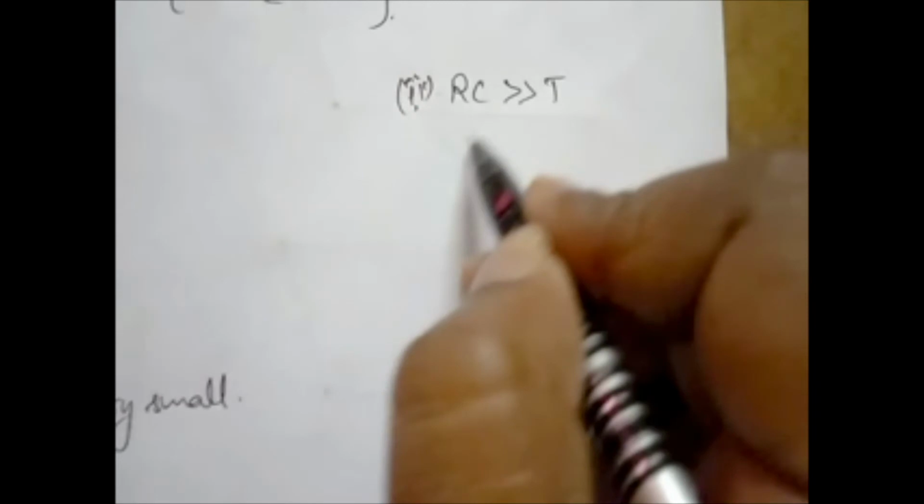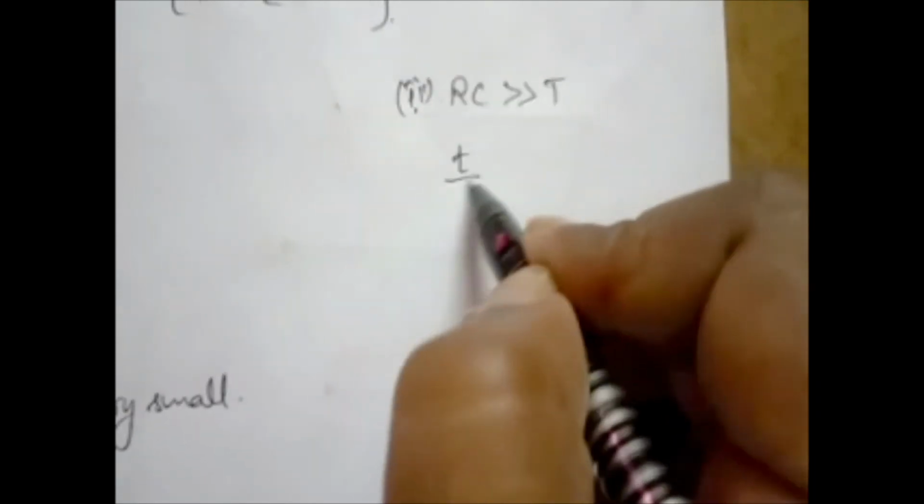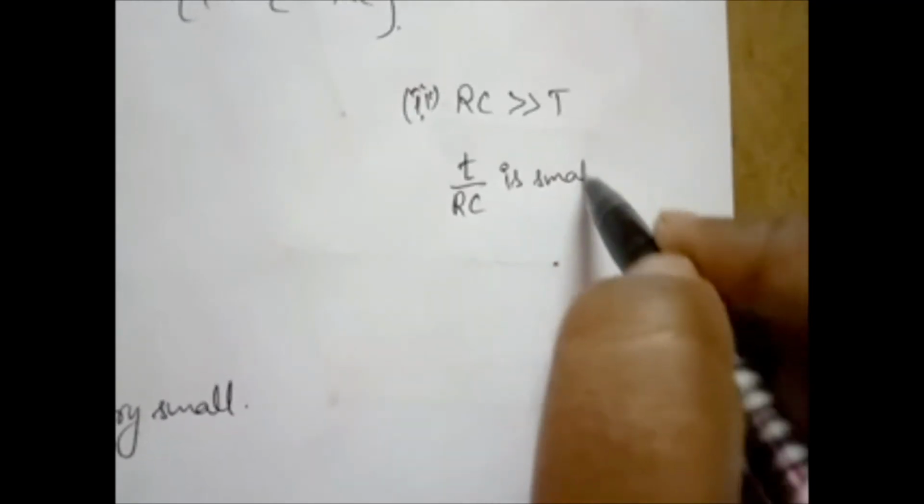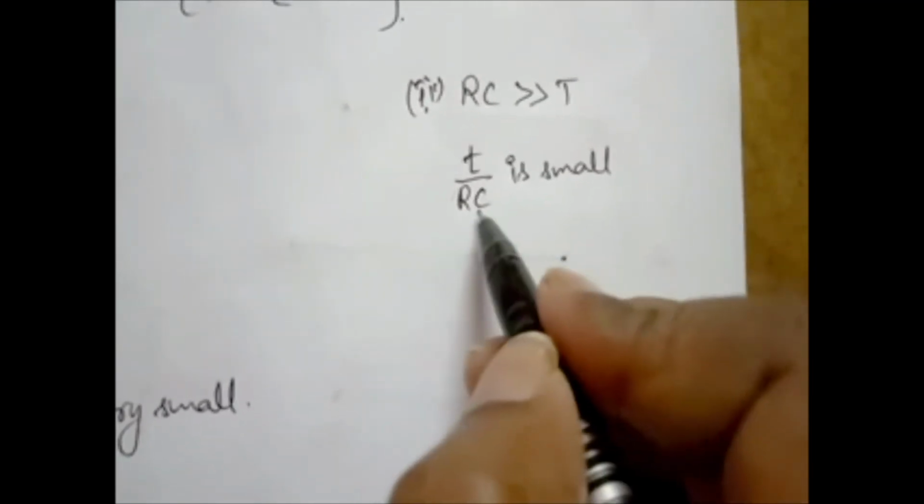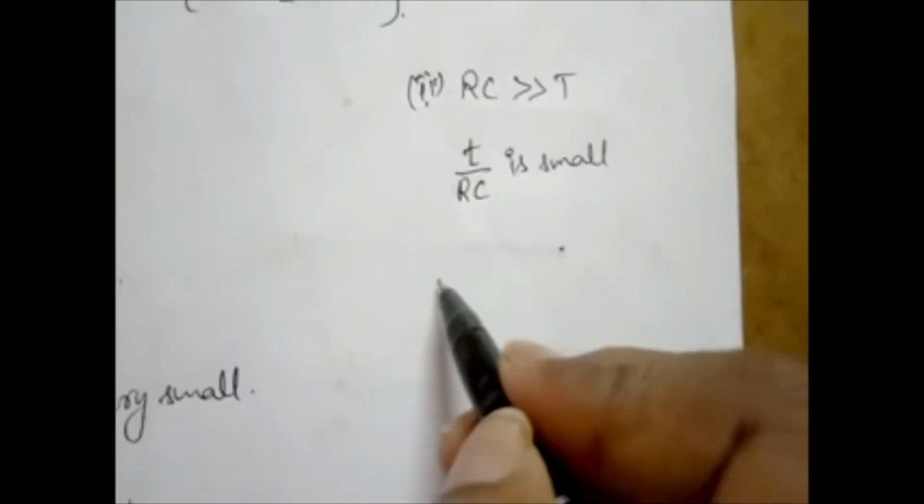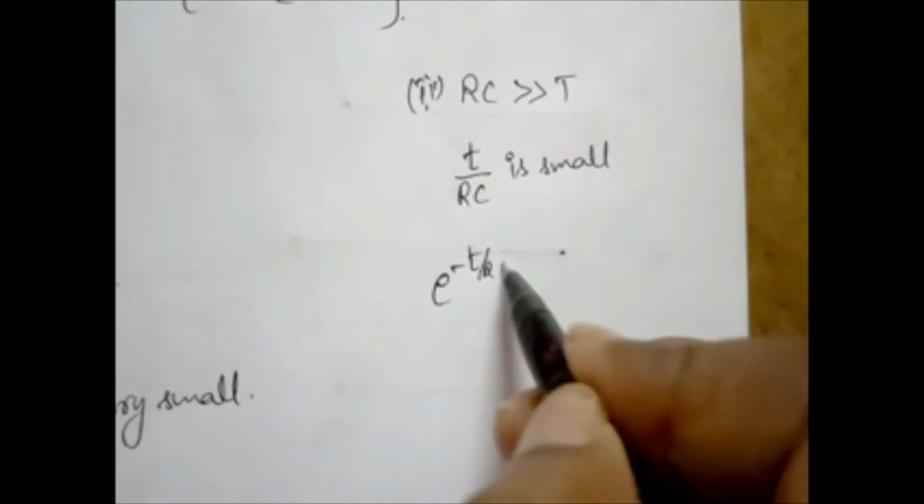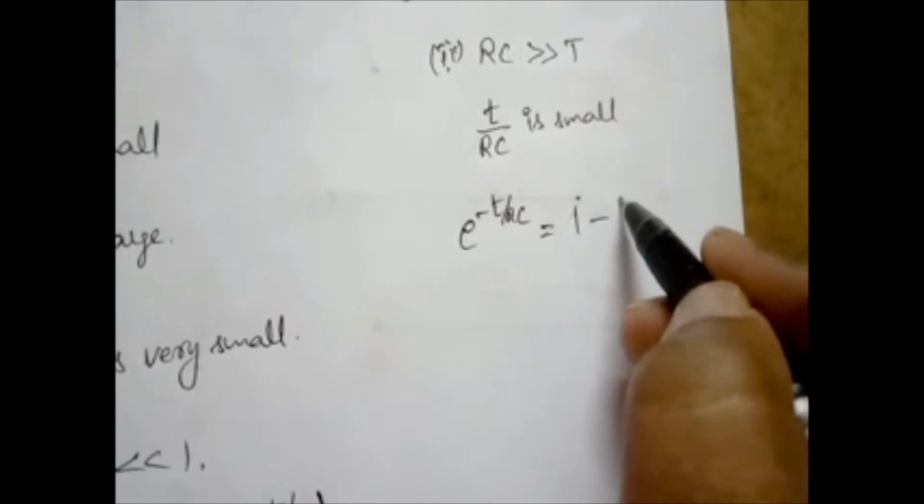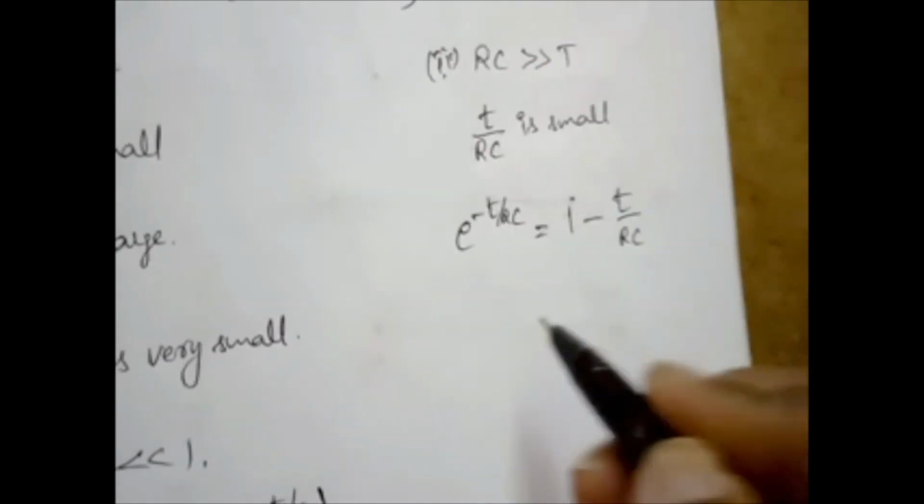Okay, next go to the second condition. What is the second condition? If the RC value is greater than T, then T by RC value is small. E power minus T by RC becomes what? If the x value is small, then e power minus x becomes 1 minus x. Therefore, 1 minus T by RC.